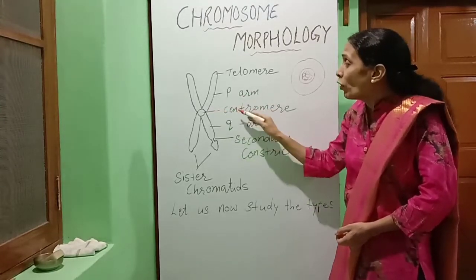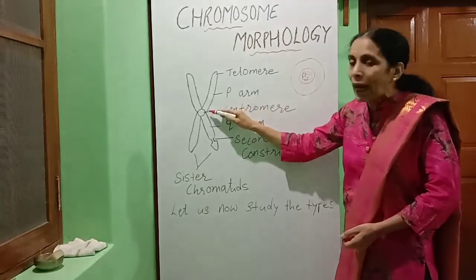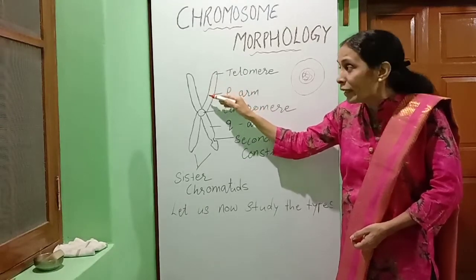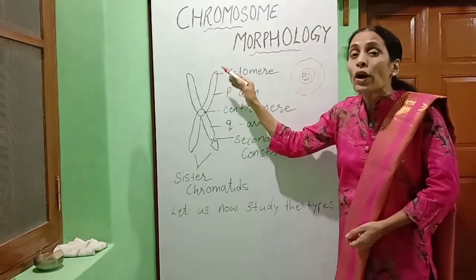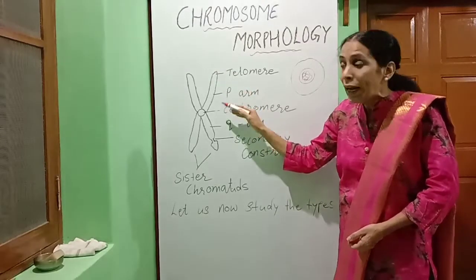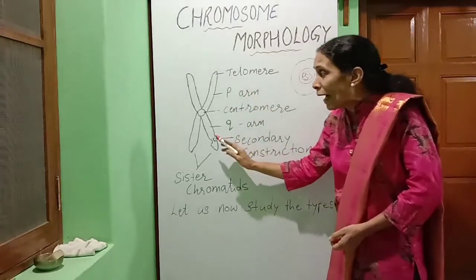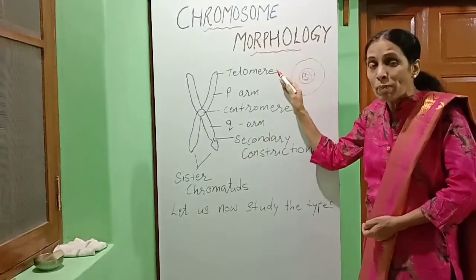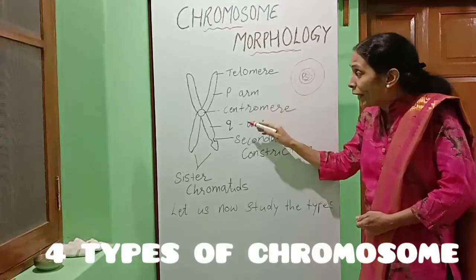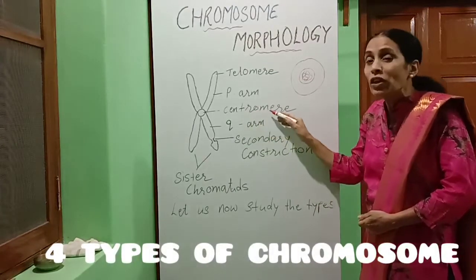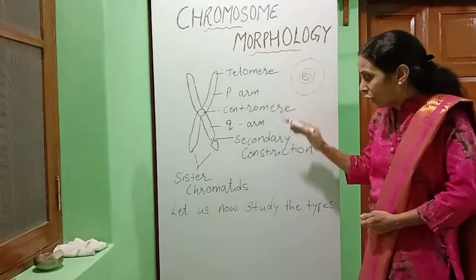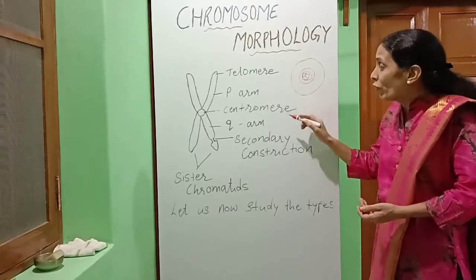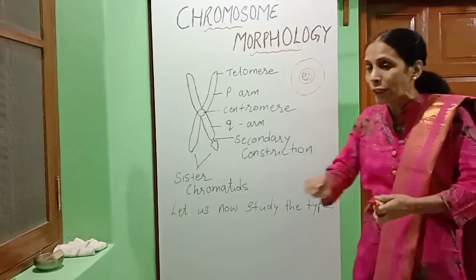The position of the centromere may be at the center or it may be away from the center, near the end or at the end. It differs. Accordingly, we will have types of chromosomes. So, we study chromosome morphology types depending upon the position of the centromere. So, let us now study the different types.